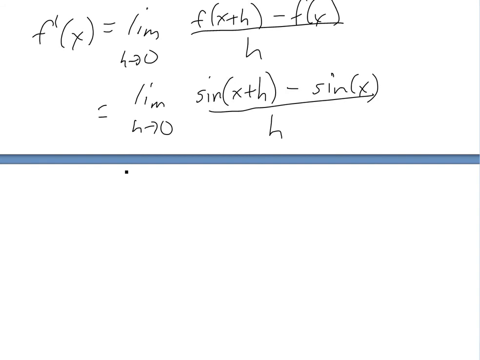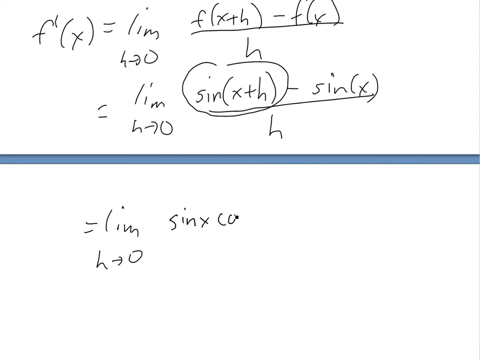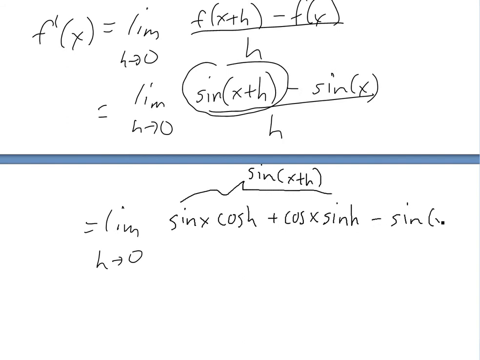Now, if we use my trig identity for sine addition, the one I proved before, this sine of x plus h is going to equal sine x cos h plus cos x sine h. You can see my other video on this, it's in the info below, on how to derive that. And then minus sine x, all divided by h.